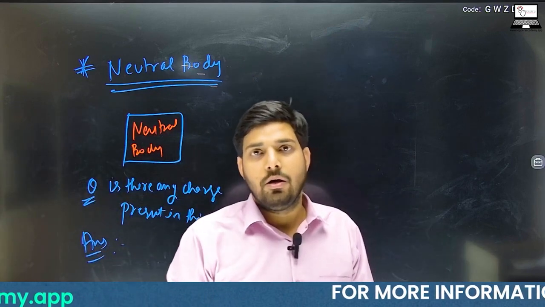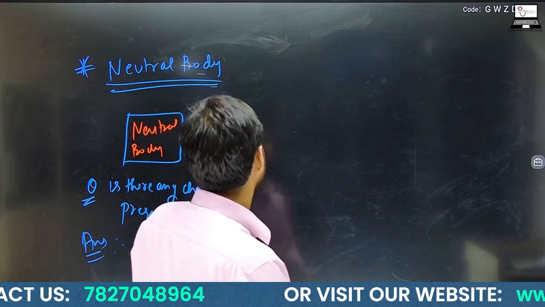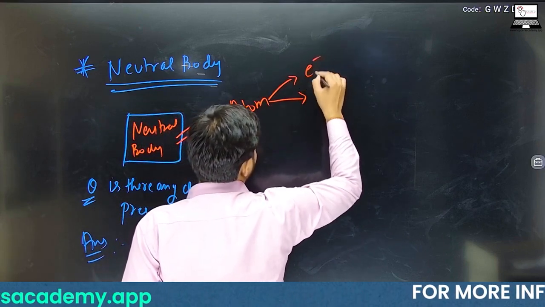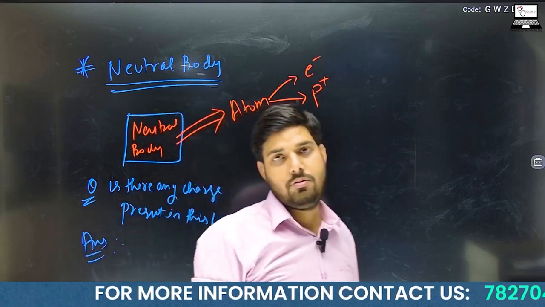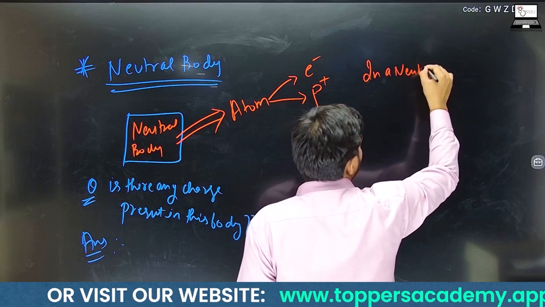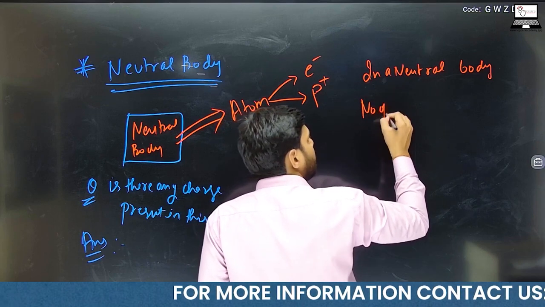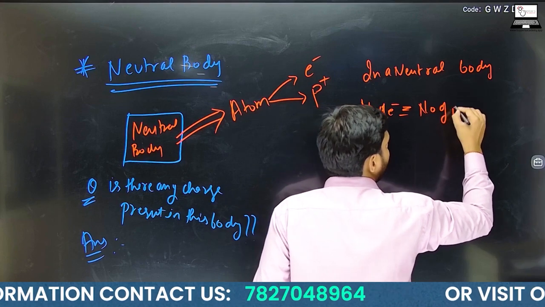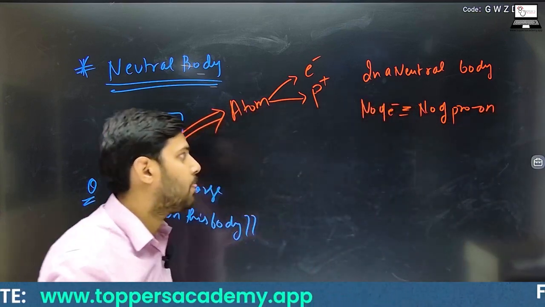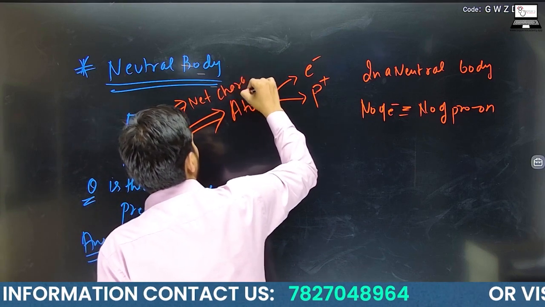Let me explain. See, if this is a body, it must have atoms. And if it is having atoms, then it must have electrons and protons. Then why is this a neutral body? In a neutral body, you can say the number of electrons is always equal to the number of protons. That is why we say the net charge is equal to zero.